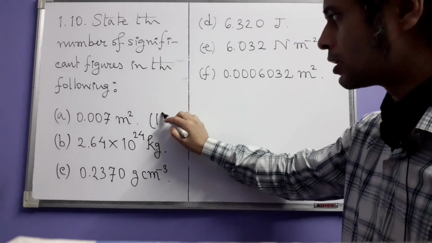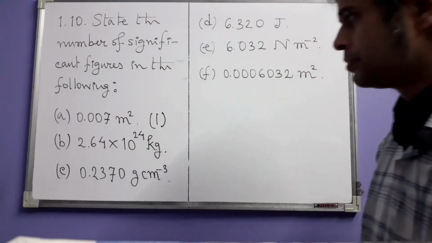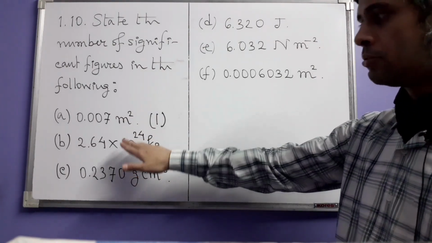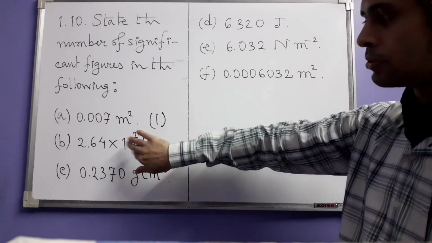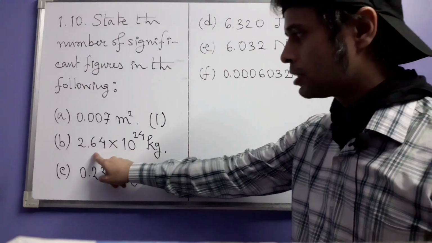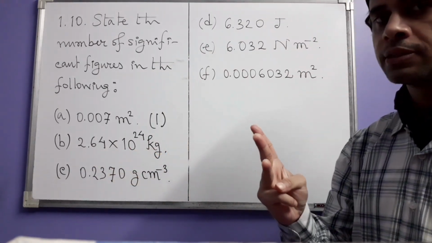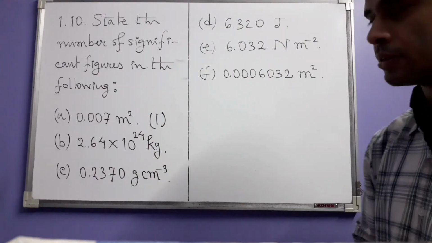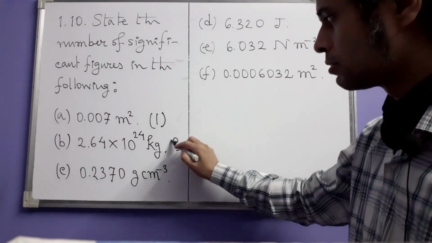Next, not number B, part B. This one is given in scientific notation. When you want to calculate the number of significant figures, you do not have to see the power of 10. You only see this part. This part has 3 digits and all 3 of them are non-zero, so they are significant. So that means here the number of significant figures is 3.